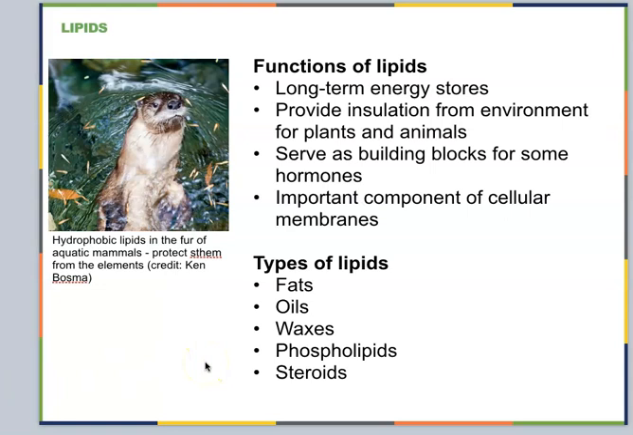Their function: they are long-term energy stores. They provide insulation for both plants and animals from the environment. They are building blocks for many of the major hormones that are used in signaling across plants and animals. And likewise, they make up these really interesting, diverse structures when you think about what it means to have a piece of fat on your chicken versus the oils that are produced onto your skin. Or how about the wax that's made to protect your ears from insects crawling into your brain?